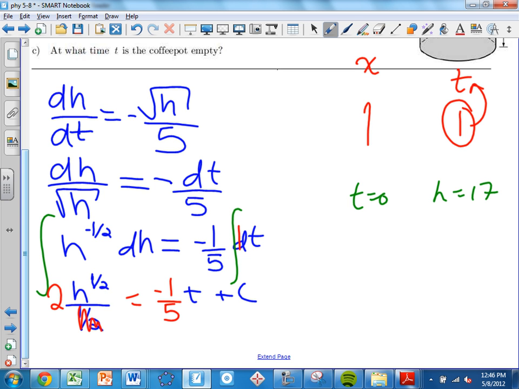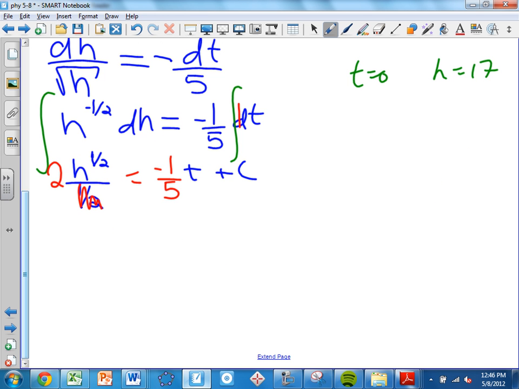How do you get rid of that 2 that's there? Divide by 2. Divide everything by 2, right? So, tell me what you would get on the next line. You would square the 8, right? So h to the 1/2 equals negative 1/10, good, t plus C. Why do I not care about the C again? It's a constant. So if I take a constant divided by 2, don't I still have a constant? And I don't know what that constant is yet. So it doesn't matter right now.